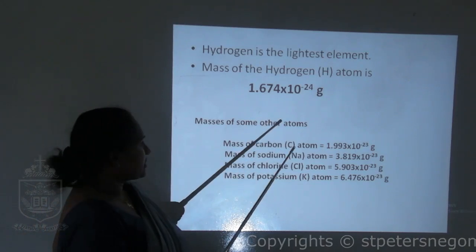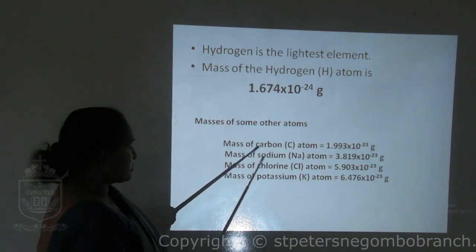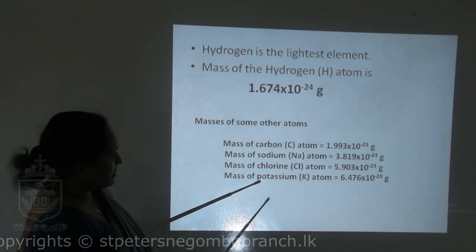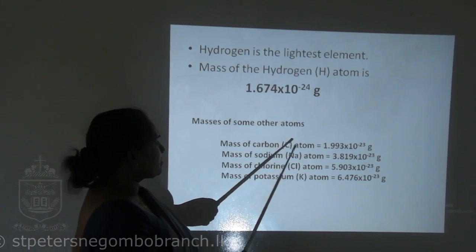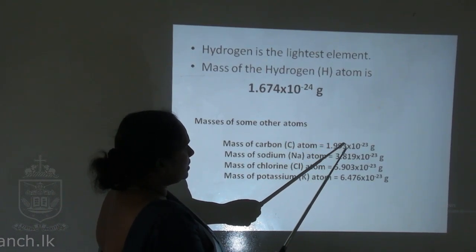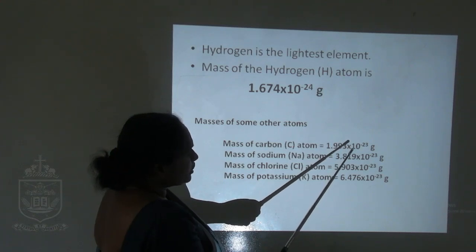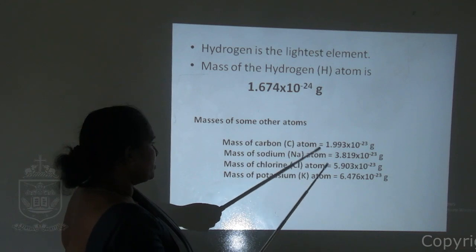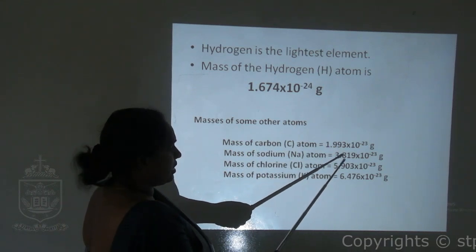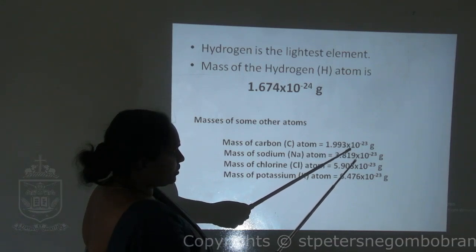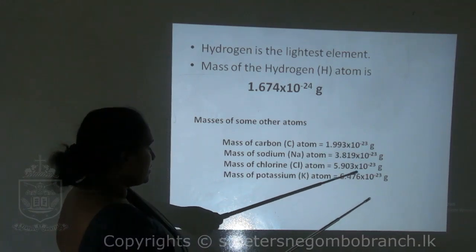Masses of some other atoms are also given here. Mass of carbon, mass of sodium, mass of chlorine, mass of potassium. Here the mass of a carbon atom is given as 1.993 into 10 to the power minus 23 grams. Mass of sodium atom is 3.819 into 10 to the power minus 23 grams.